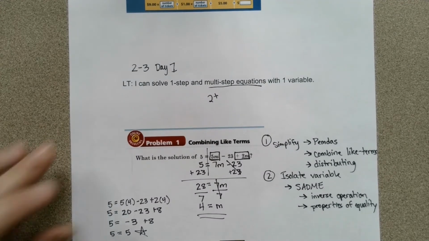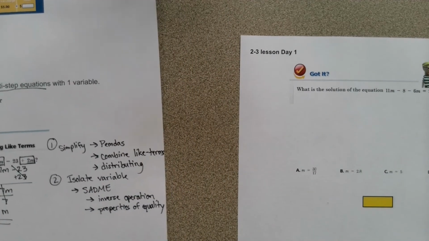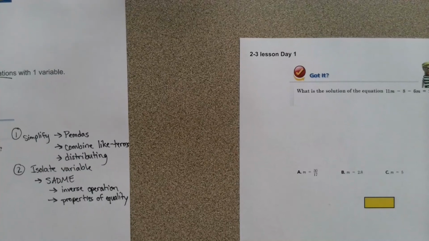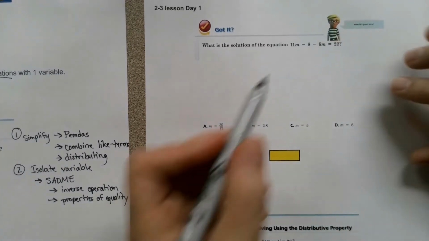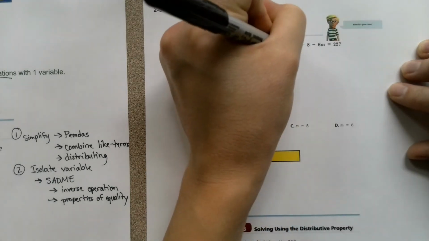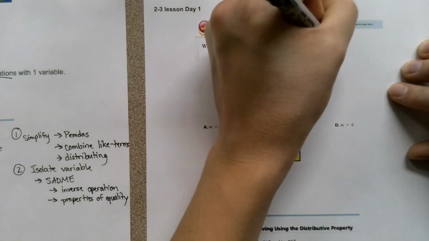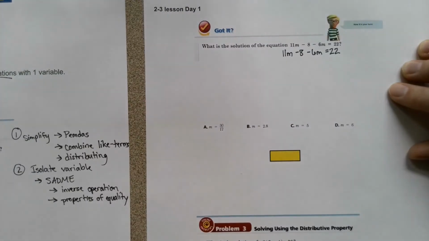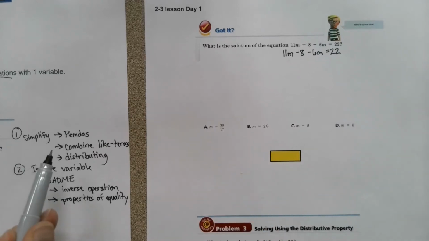Let's do some practicing with that. Again, we're going to simplify using PEMDAS and then isolate using SADME. So if we look at the first example, we have 11m minus 8 minus 6m is equal to 22. The first thing, again, we want to do is simplify, combining any like terms.